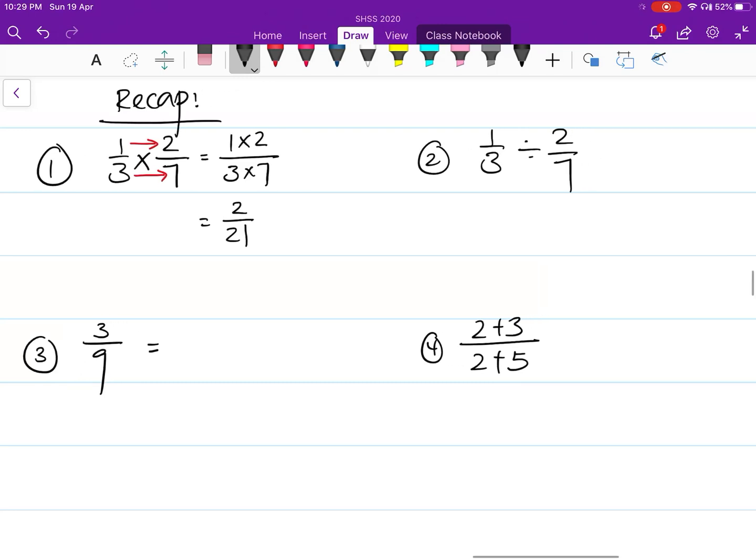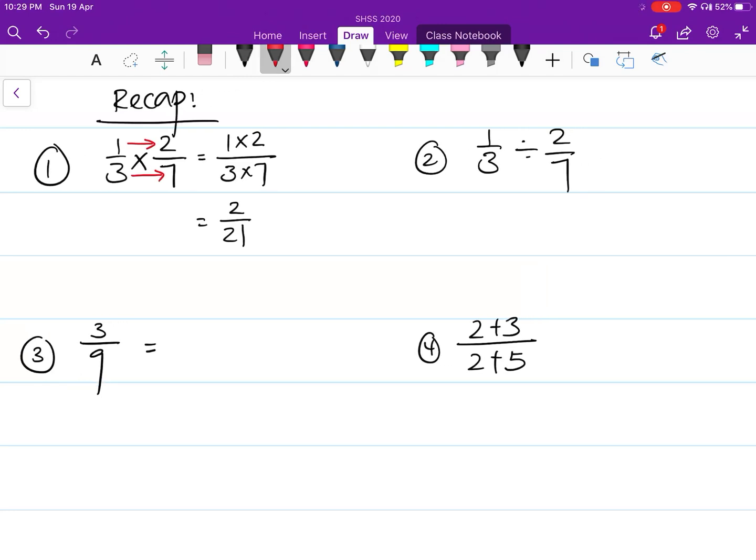Now, what if I have a fraction divided by a fraction? We have to do something called KCF, if you remember from primary school. Keep, change, flip. So if I keep 1/3, change the divide into times and flip the 2 over 7 into 7 over 2. From here, we just take the numerator multiplied by the numerator and the denominator multiplied by the denominator. We'll be left with 7 over 6. Changed to a mixed number, it would be 1 and 1 over 6.